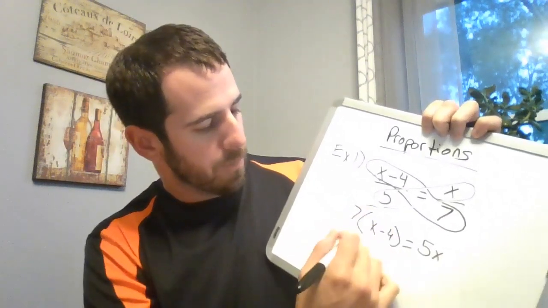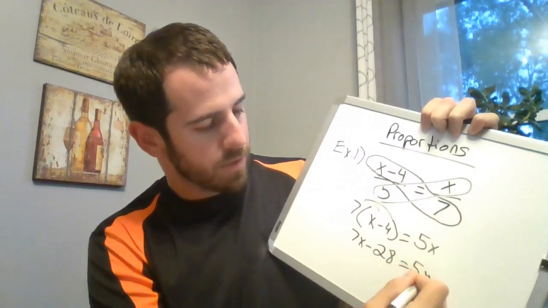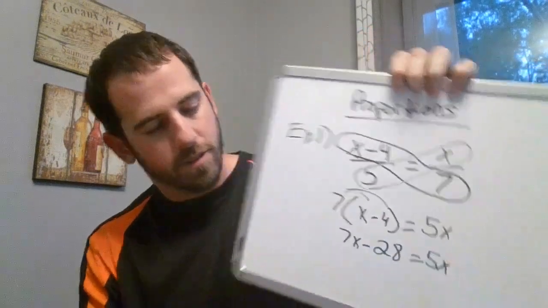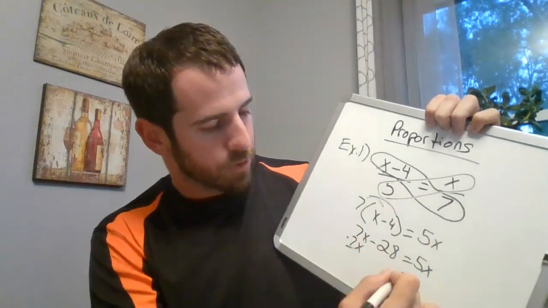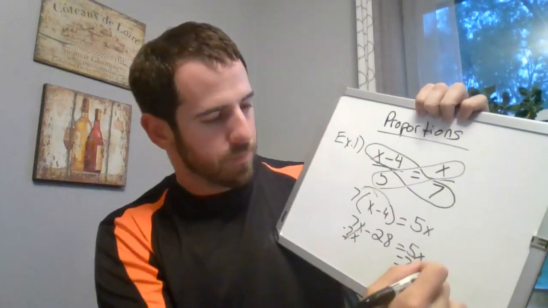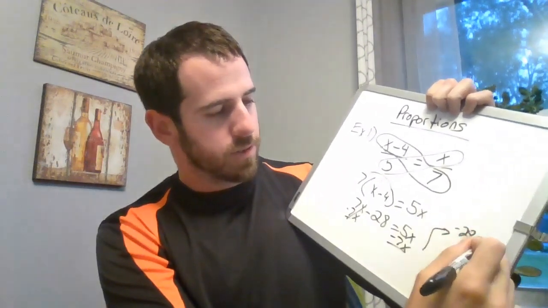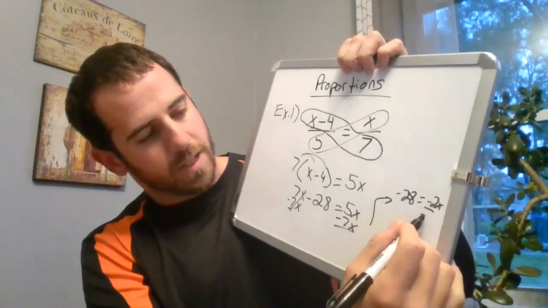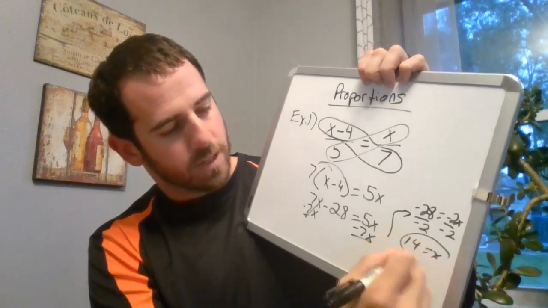Distribute the 7 to both. I get 7x minus 28 equals 5x. And then I need to move my variables together. So since I got my number here, I'm going to move my 7x to the left. So I'm going to subtract 7x from both sides. On the left, they cancel. I have negative 28 equals negative 2x. And then my last step, divide by that negative 2. And I get a positive 14 equals x.